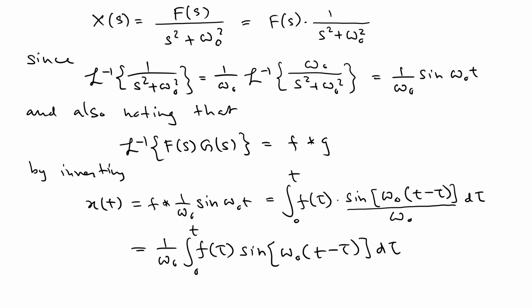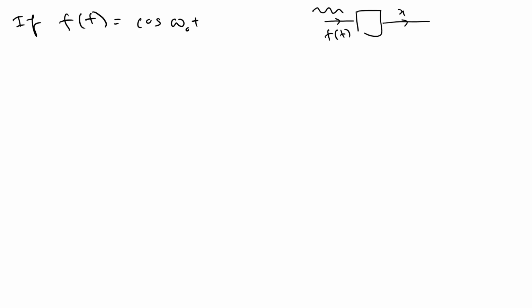So let's say this is a special situation, where the input function f(t) is a harmonic motion, cosine omega naught t. So for example, we have a system, and we're going to put in a function like that, so that's the f(t) function. Then we see what the solution looks like.